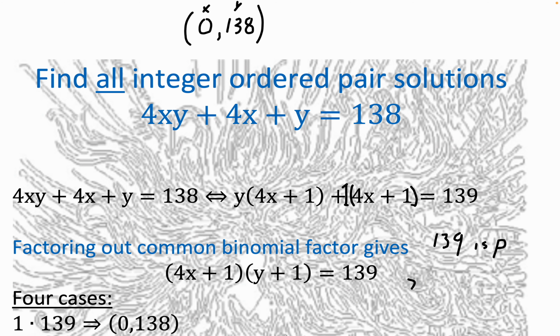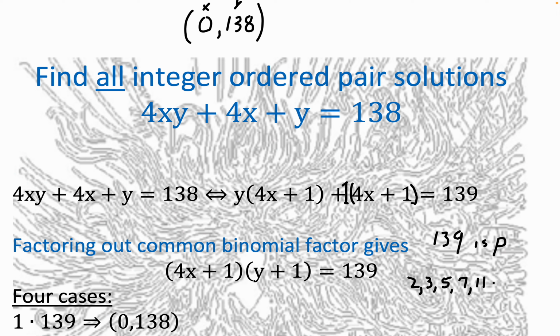2, 3, 5, 7, and 11, right? They're all less than. All of these numbers, these are prime numbers, 2, 3, 5, 7, 11. Those are the only prime numbers that are less than the square root of 139.